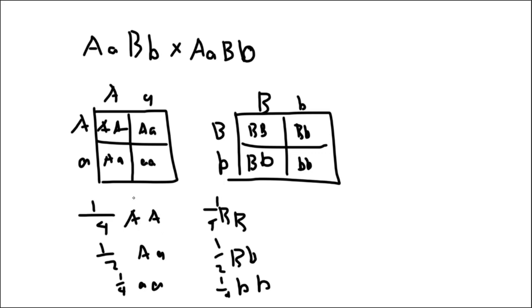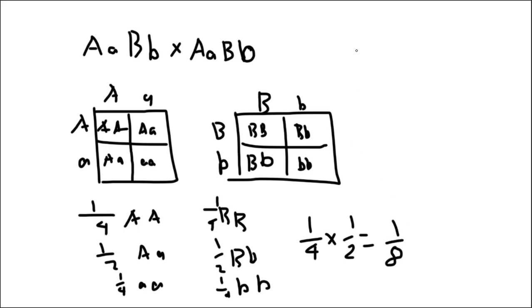So now the magic we can do to figure out our genotypic ratio: say you want to know the likelihood that you can get an offspring with 2 dominant A alleles and a heterozygous B. Then you take the probabilities, and because these are independent probabilities, we know that we multiply them together. So 1/4 times 1/2 is equal to 1/8, for example.